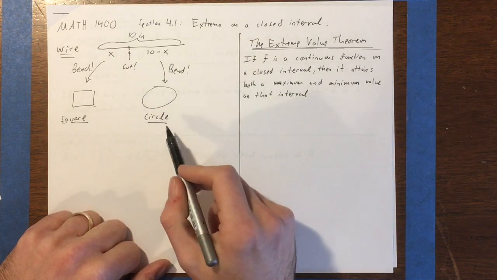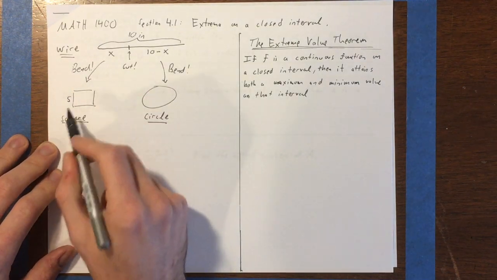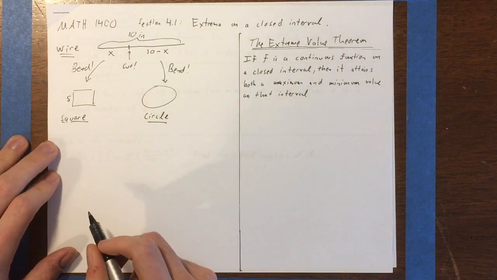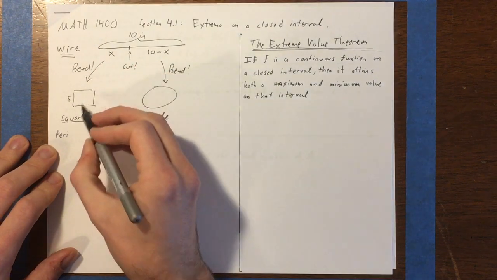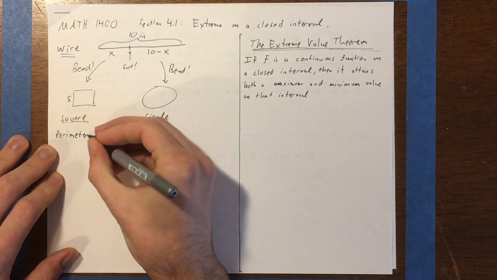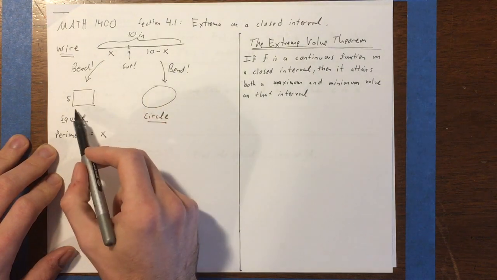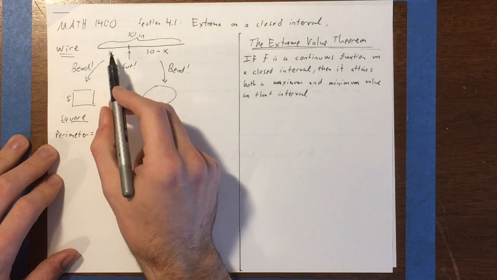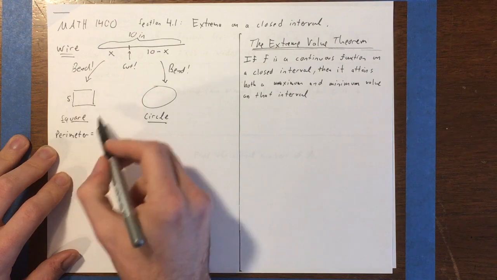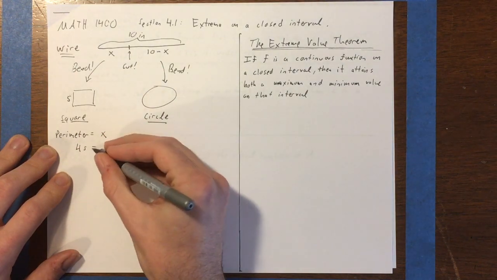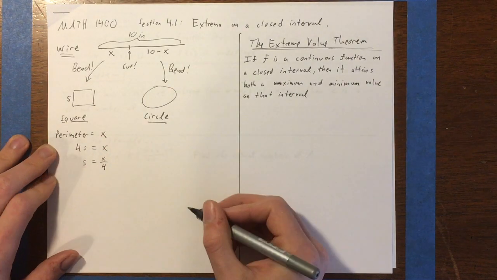To calculate area for the square, we need to know the length of a side. This is a square, so all sides are of length s. What is that s going to be equal to? Since we took a wire of length x and bent it into a square, the perimeter of the square has to equal x, right? The perimeter is the length of that piece of wire, which is x. The way you calculate a perimeter in terms of a side length is 4 sides, so 4s has to equal x, which means the side length of the square is x over 4. That's easy enough.